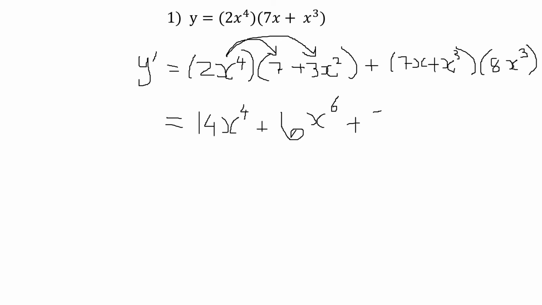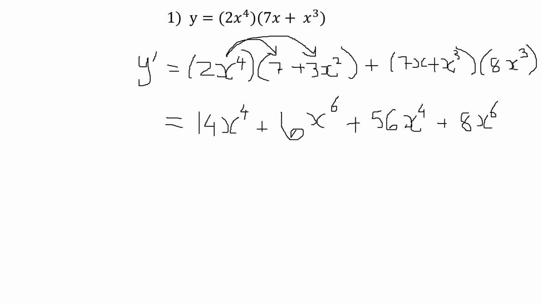7x should give me what? 56. I hope I remember my timetables. So that's 56x to the 4th. And that will be plus x cubed times that, which will give me 8x to the 6th. Good. And from here, all we do is basically simplify.